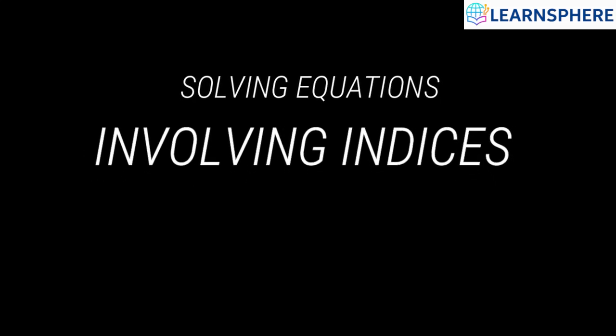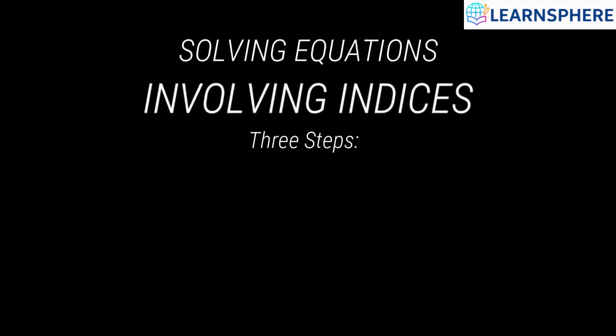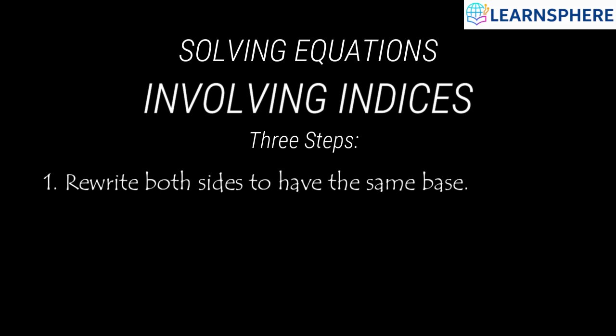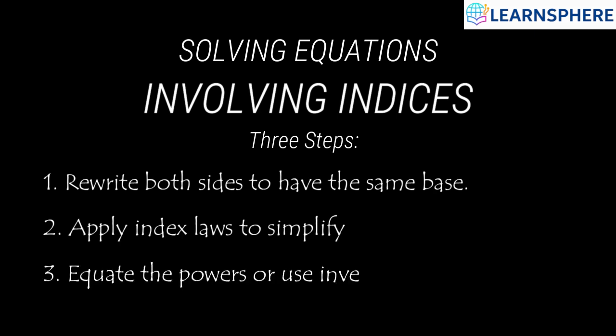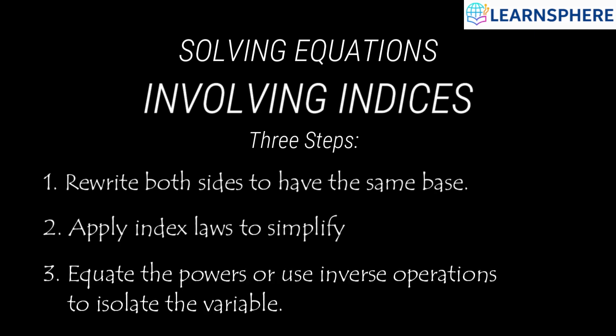To solve these equations, we usually have to do these three steps. For the first step, we have to rewrite both sides to have the same base. Secondly, apply index laws to simplify. And lastly, equate the powers or use inverse operations to isolate the variables. Let's go on to example 1.